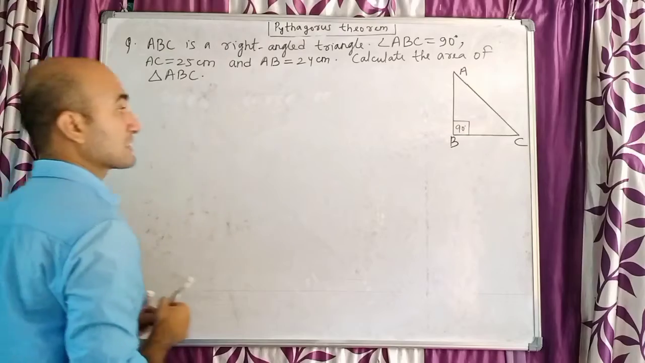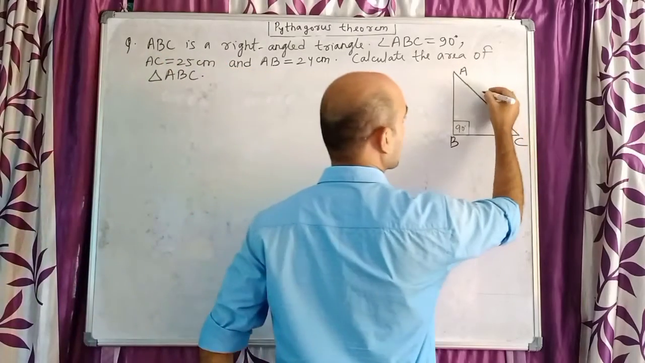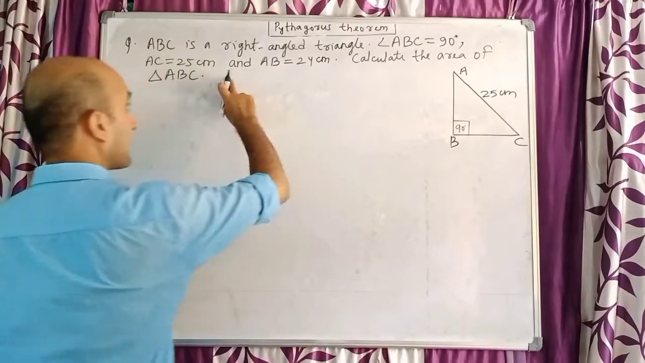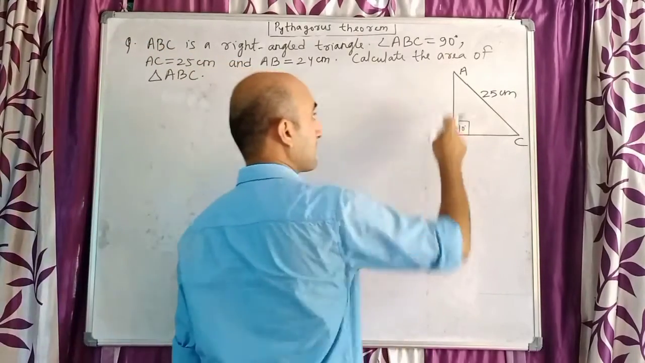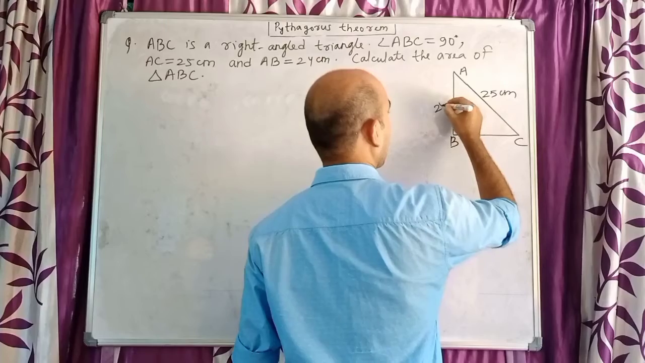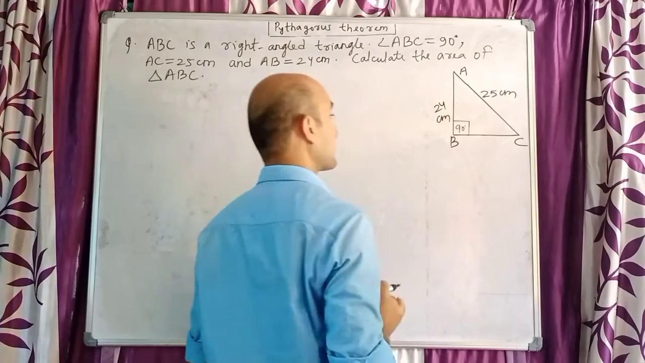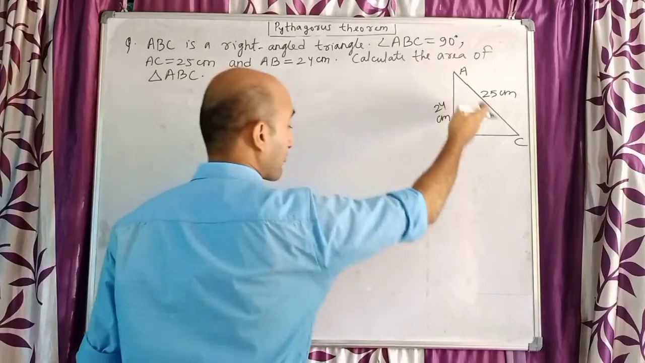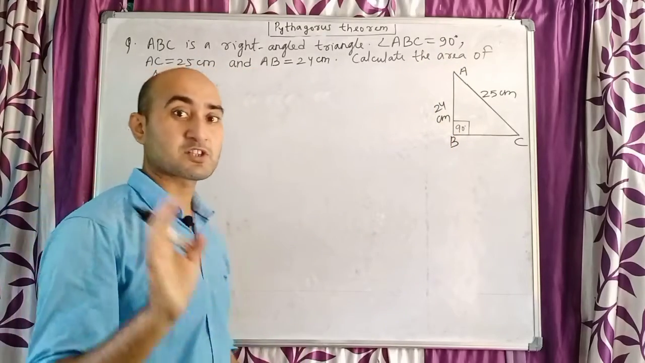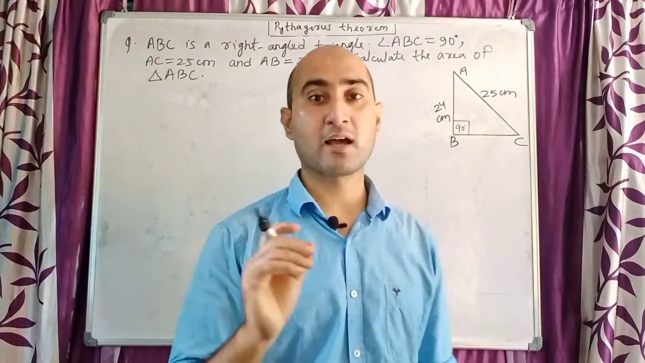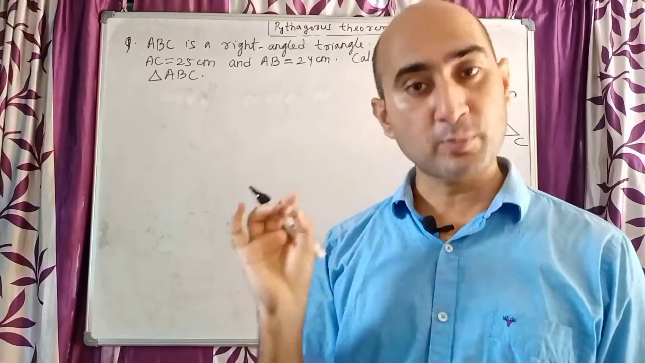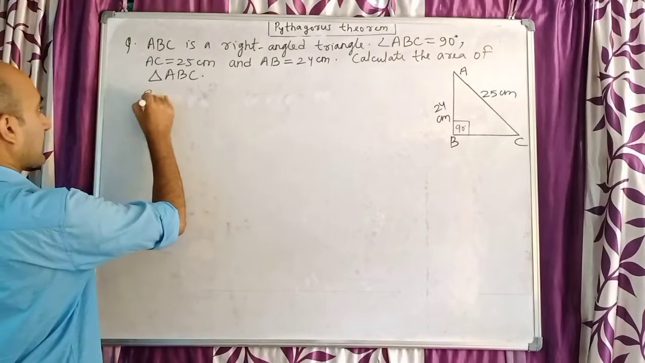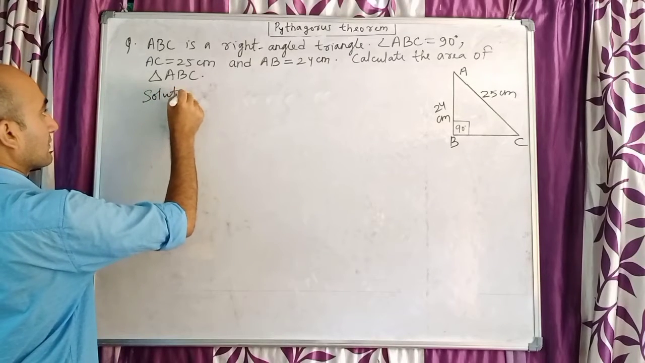AC is 25 centimeter. Okay, AC is the hypotenuse, and its value is 25 centimeter, and AB is 24 centimeter. AB is your perpendicular and it is 24 centimeter. Calculate the area of triangle ABC. You have to find the area. So this time we are going to use the area formula, that is half into base into perpendicular. So that formula will be used here. So let's start our solution, children, here.